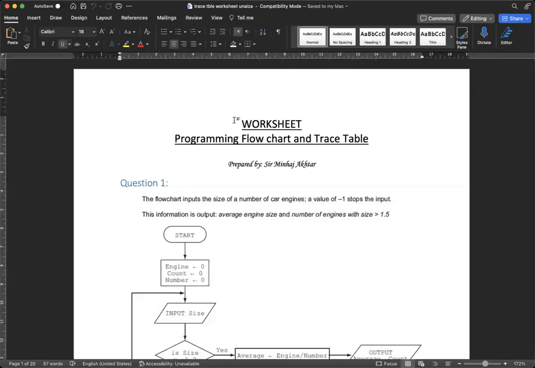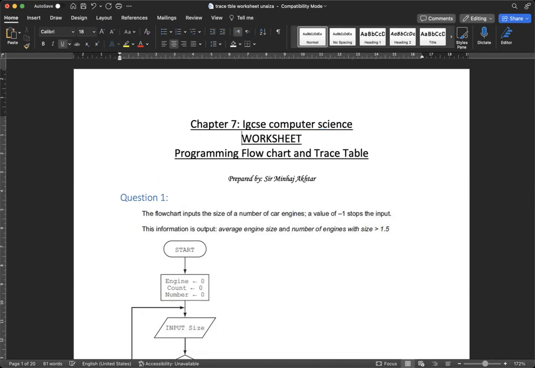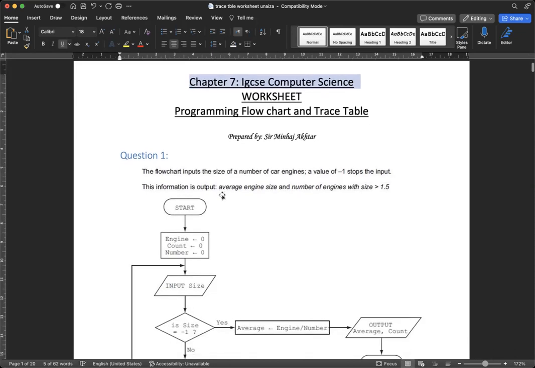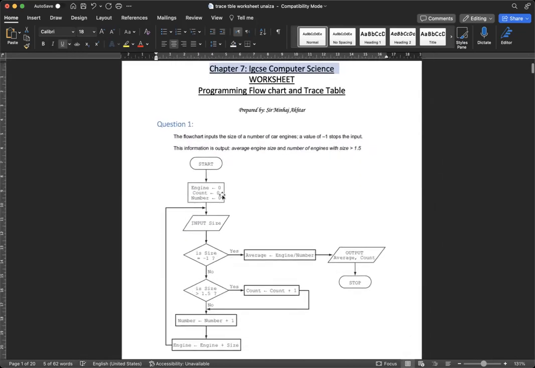Okay, so our new topic is trace tables. Still, we are on chapter number 7, IGCSE Computer Science. Right? Okay, so do you have any idea about trace tables?